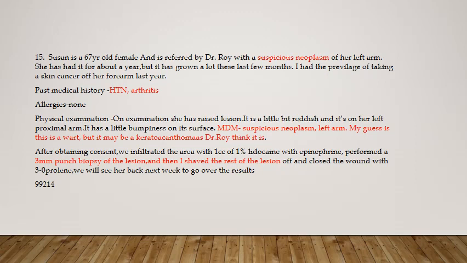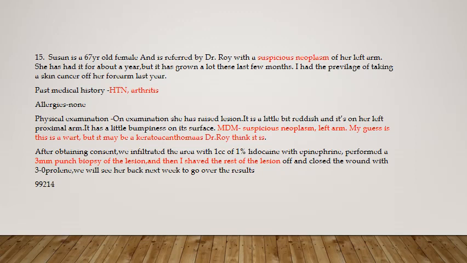Next question. Susan is a 67-year-old female and is referred by Dr. Roy with a suspicious neoplasm of her left arm. She has had it for about a year, but it has grown a lot these last few months. I had the privilege of taking off a skin cancer of her forearm last year. So this particular female, Susan, came to the physician with a suspicious neoplasm of her left arm.